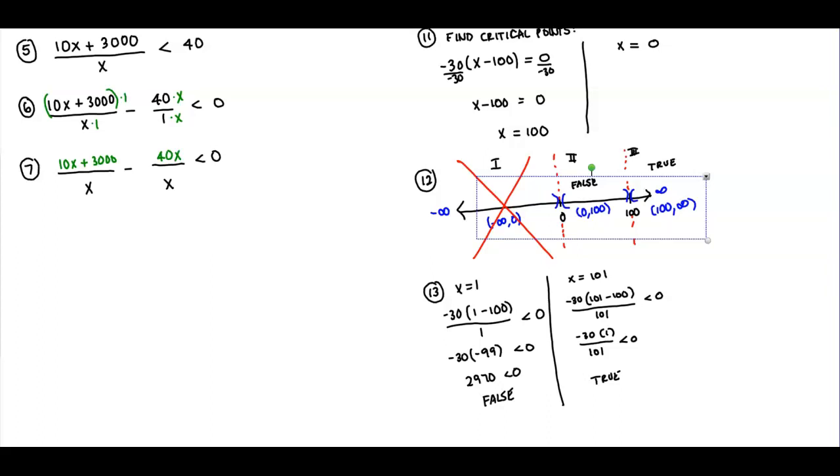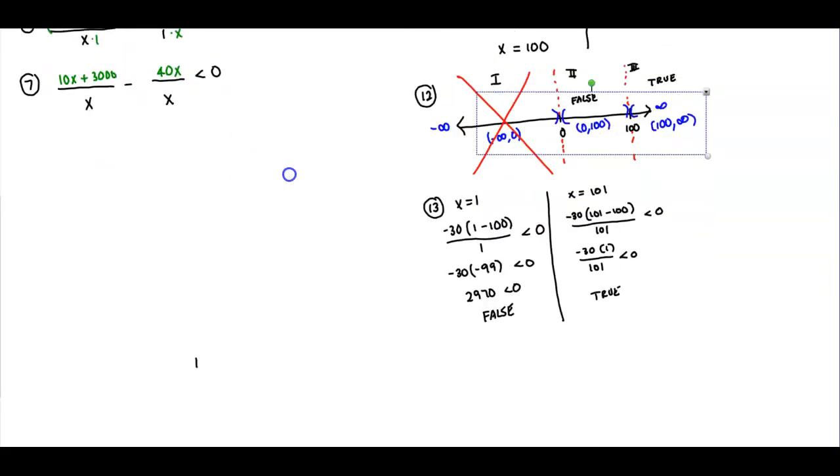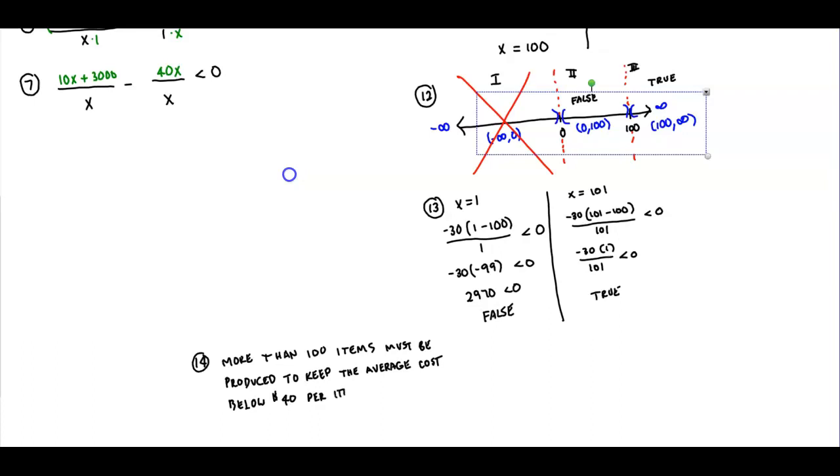So by using what we've seen, our answer is the following: more than 100 items must be produced in order to keep the average cost below $40 per item.